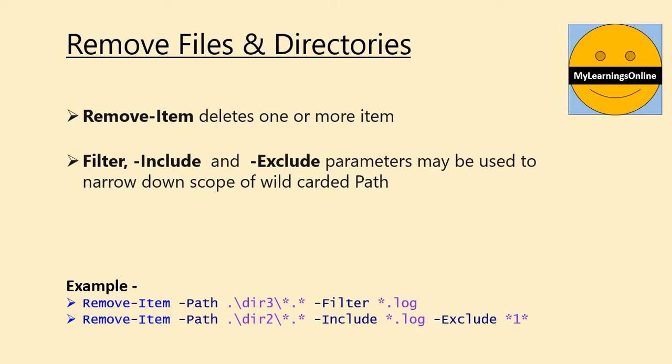In this example, in the first command, we are limiting the contents that we need to work with to log files only using the filter parameter. In the second command, we are limiting the contents to log files only using the include parameter, and we are excluding log files which have numeric 1 in their names using the exclude parameter.